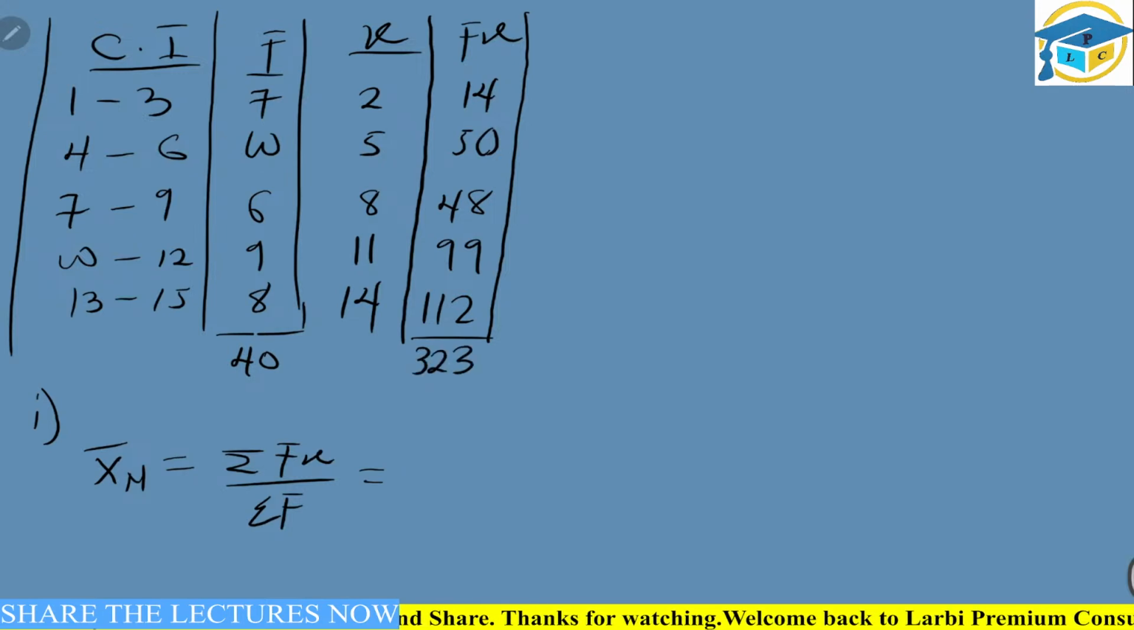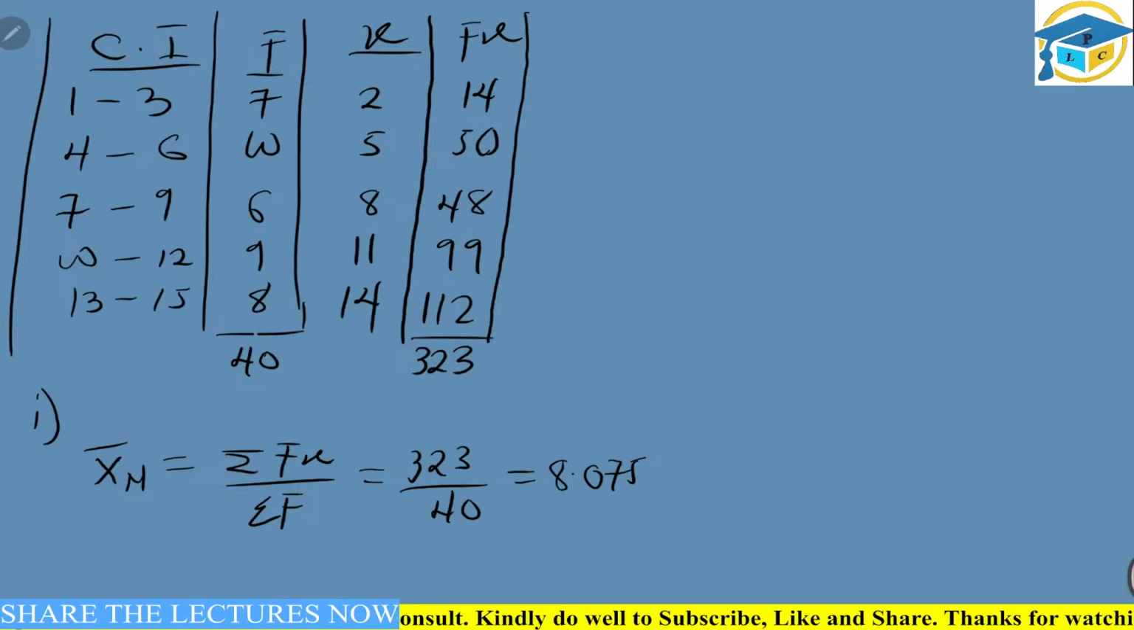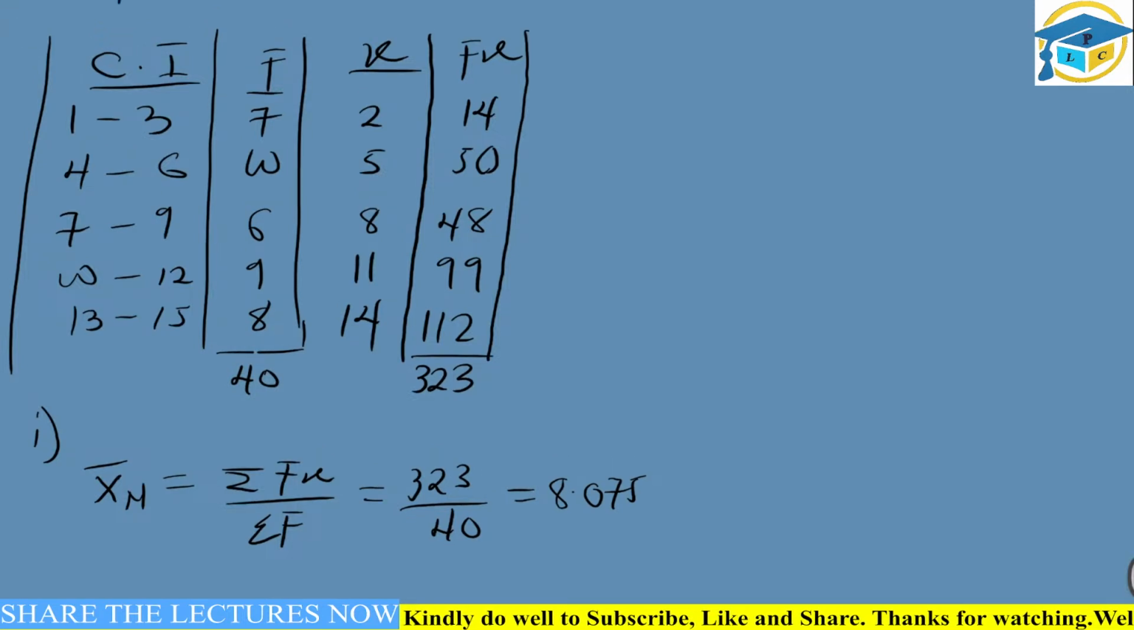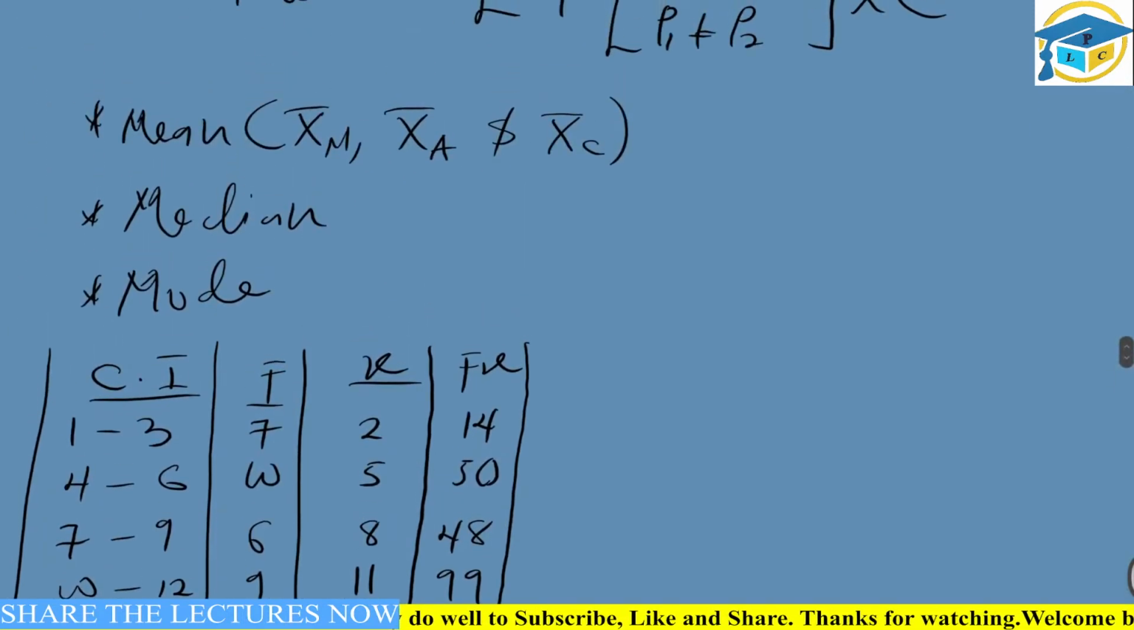So therefore, to find the normal mean using the normal approach, it should be 323 divided by 40. And what are we getting? You're supposed to get 8.075 for that data. So let's take note of that. Then the next one we're asked to find is using the assumed mean.